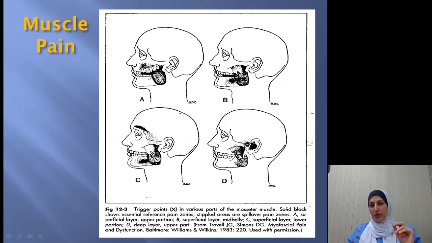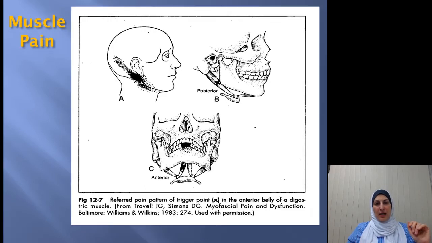Here, the taut band is in the deep masseter muscle, and the pain is felt in the ear. So many patients go to the ENT doctor complaining of earache, complaining of pain in their ear, and when they are examined by the ENT doctor, this is ruled out. The ear is healthy, there's no problem with his ear, and usually the ENT doctor would refer him back to the dentist or to the orofacial pain specialist to examine his muscles and the TM joint.